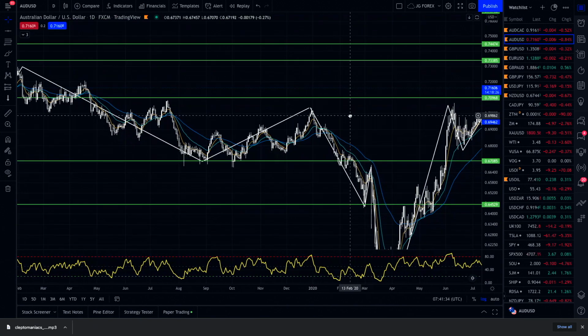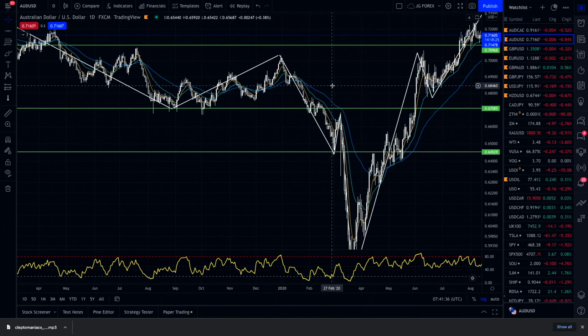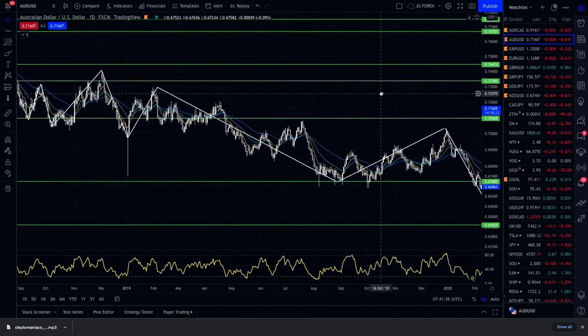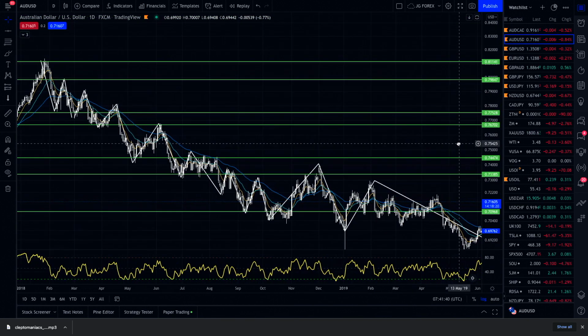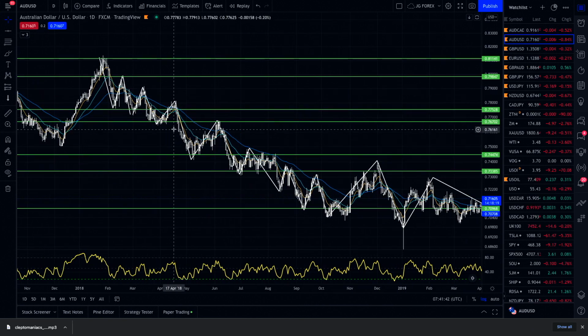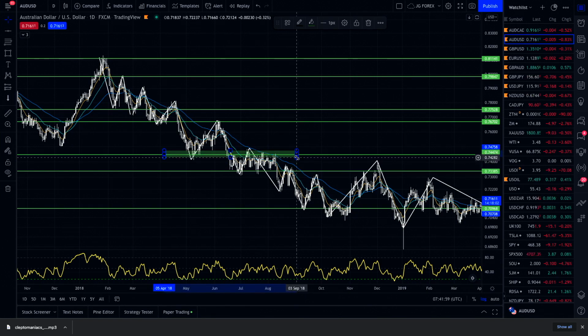So support more often than not becomes resistance, which is really handy to know, because when you're starting to look for trend setups, when we break and close below the previous low, we can start to look for a pullback in a zone of the previous structure support in a bearish trend, or a previous structure resistance in a bullish trend.